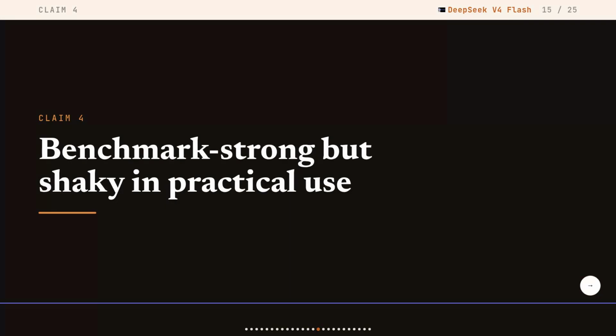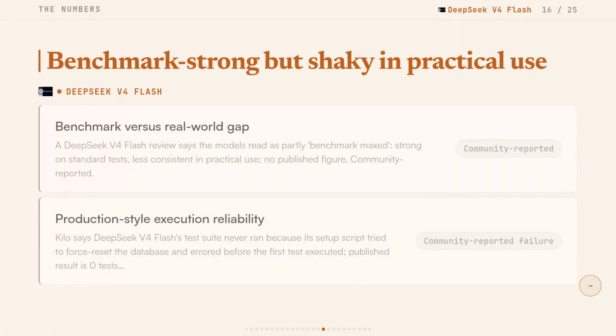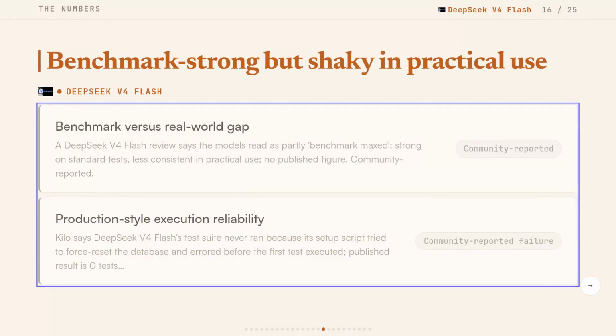You run a test suite on a Friday, the model errors out before a single test executes, and you spend the afternoon debugging a setup script instead of shipping. That's the real cost of inconsistency, and it's exactly the scenario the sourced hands-on reports describe. I looked at 2 separate sourced reports. One community review says DeepSeek V4 Flash reads as partly benchmark maxed, strong on standard tests, less consistent in practical use. The Kalo hands-on test is even more direct.